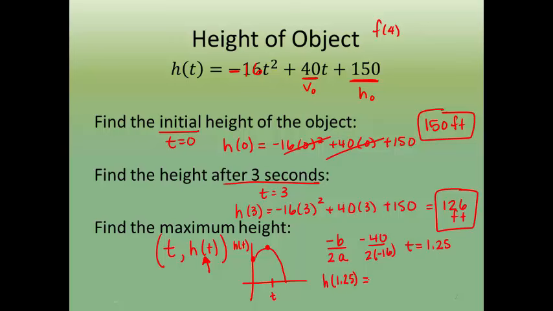To find the height, we have to substitute. So go ahead and try that. It's going to be negative 16 times 1.25 squared plus 40 times 1.25 plus that 150, which is the initial height. Go ahead and give it a shot. I got 175 feet. 175 feet is the highest this object will go.